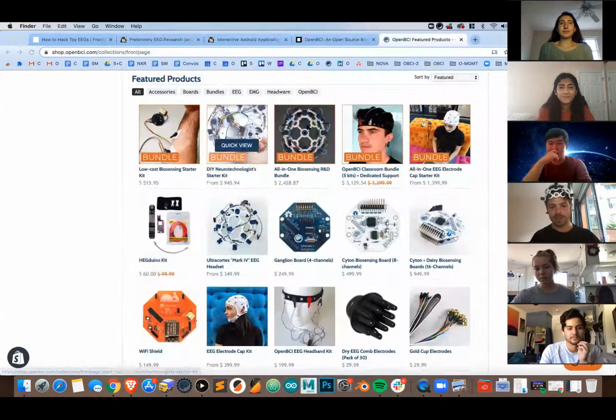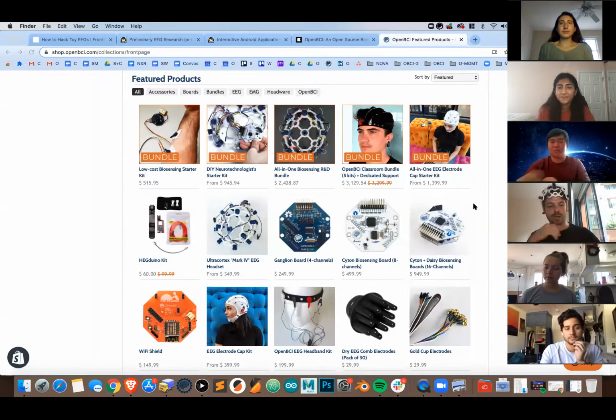Yeah. So that's some of the stuff that we're working on: active electrodes, integrations with AR, VR, but then also helping other companies in the space get off the ground.